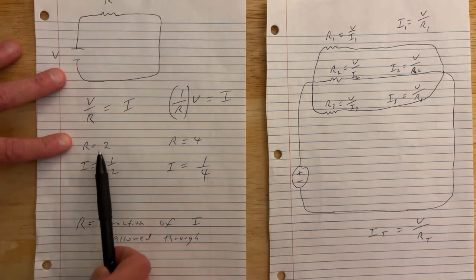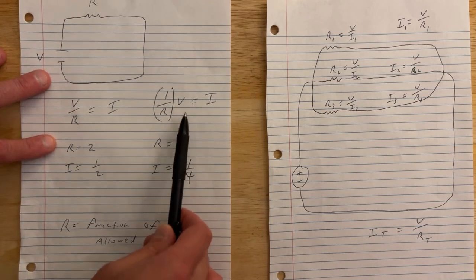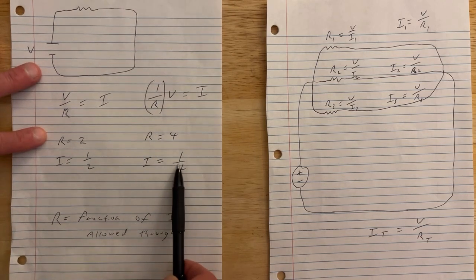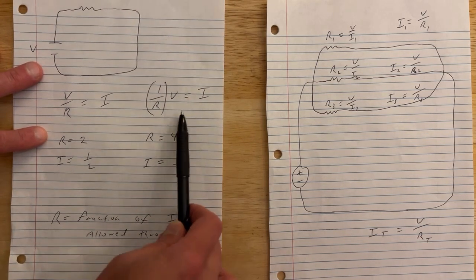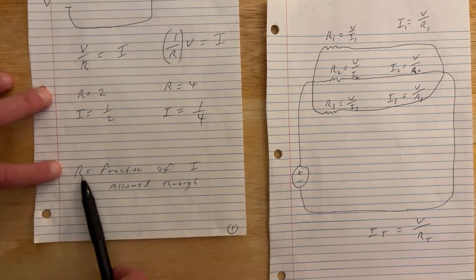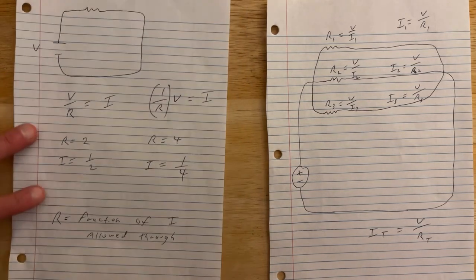So if the number on your resistor is 2, that means you're going to have 1/2 of the current allowed through for any given voltage. If the number on your resistor is 4, then you'll have 1/4 of the current coming through for that voltage. So the number on your resistor simply gives you the fraction of the current that's allowed through.